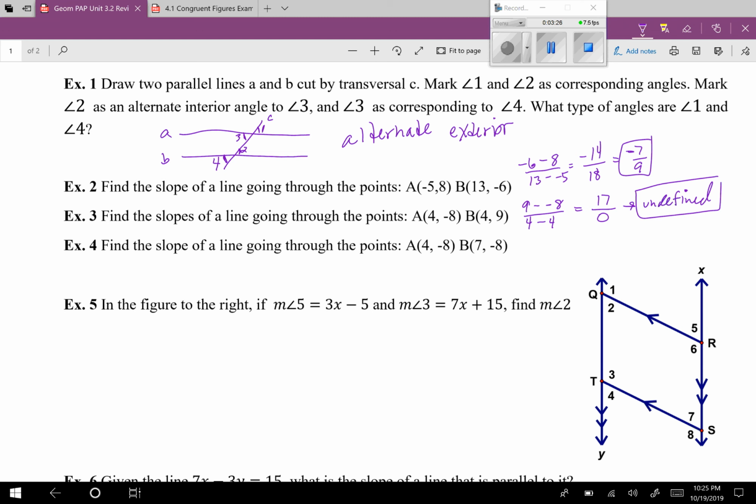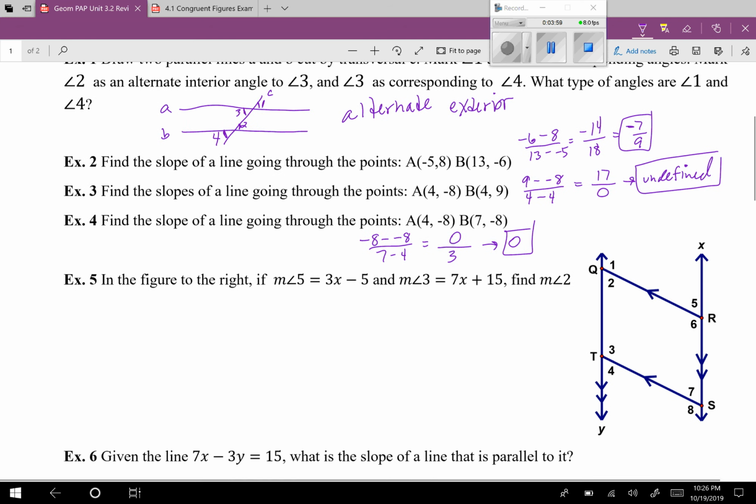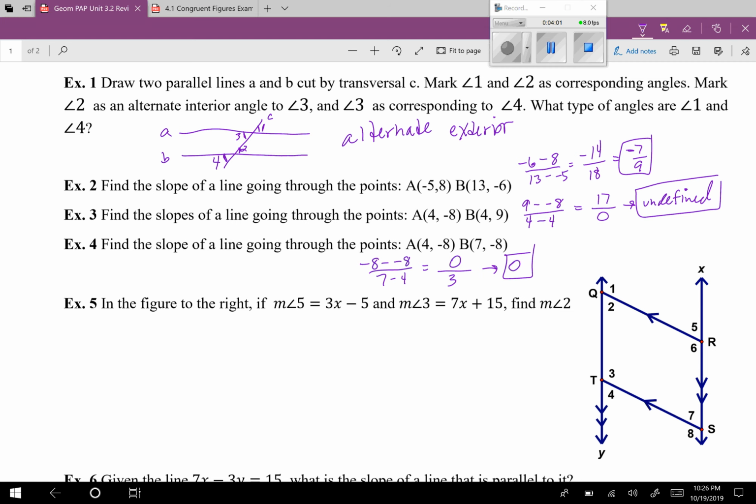And then the last one here, going through the points (4, -8) and (7, -8). So we have -8 minus -8 over 7 minus 4. So 7 minus 4 is 3. -8 minus the -8 is actually -8 plus 8, so it's 0. So when you have a 0 on top, this means that you have a 0 slope, and your line would be horizontal. And in an undefined slope, your line would be vertical.